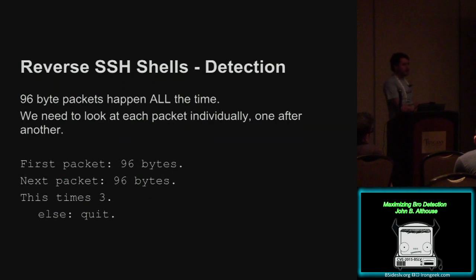So 96 bytes, cool. That's a good detection mechanism. Let's just look for that all the time. But 96 byte packets and SSH sessions happen all the time. So the only way that we could detect this interactive reverse SSH shell, all right, it's really hard.